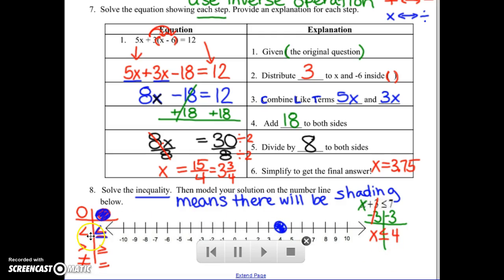Looking at the question and my table, notice I have to use a shaded circle. The shaded circle goes on the solution of 4, and everything to the left will be shaded on the number line. Notice the left looks just like a less than symbol.